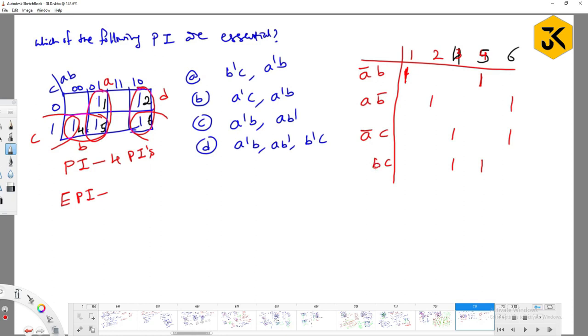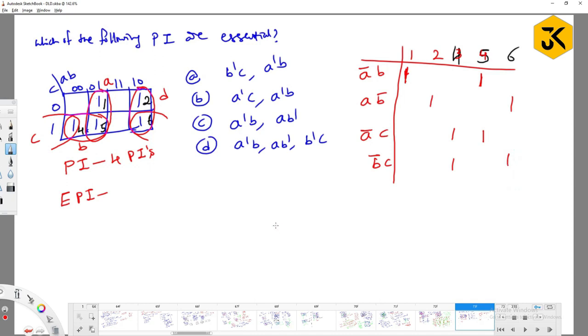For 4 5, what are you going to get? C, okay, A bar C. A bar C is 4 5. What is 4 6? C is compulsory and A is changing, right? B bar, so B bar C. So B bar C is the correct one. This is the one.